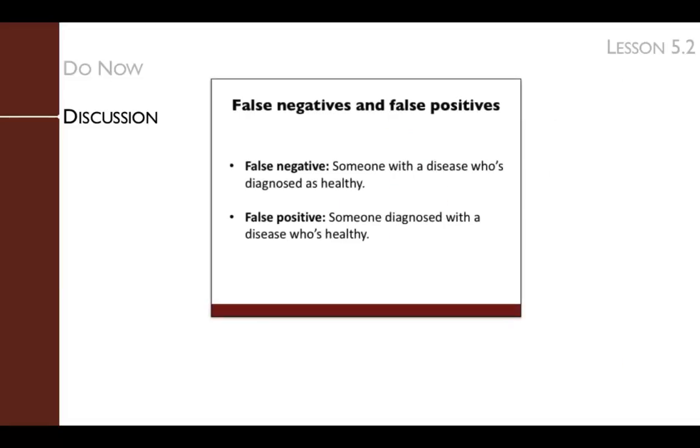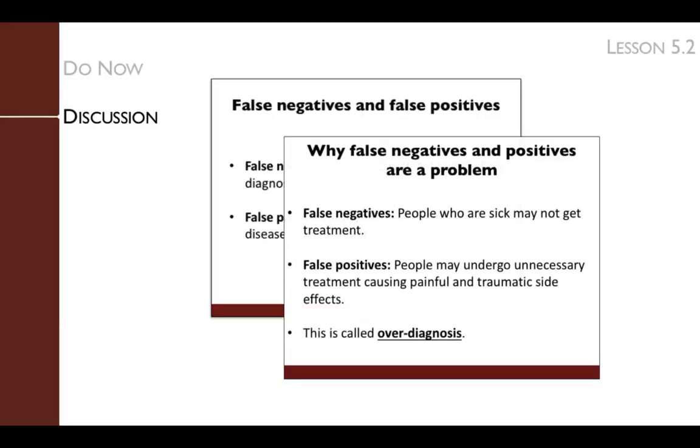A false negative result occurs when a screen doesn't detect disease in someone who has it. A false positive result occurs when a screen tells someone who is actually healthy that they are not. It is obviously a problem if people who are sick don't get follow-up diagnosis and treatment, but false positives can also result in the problem of overdiagnosis.